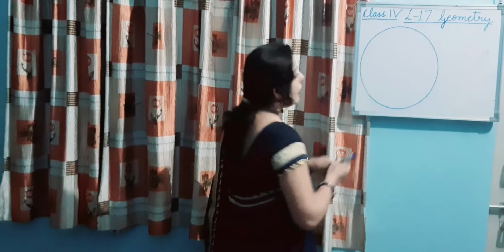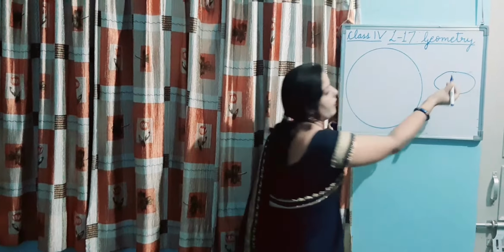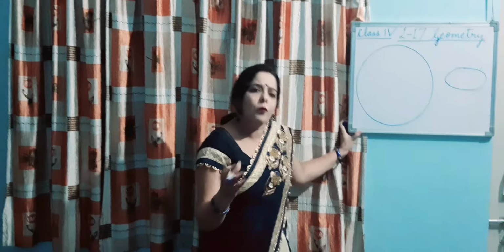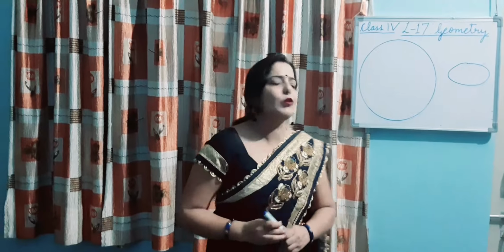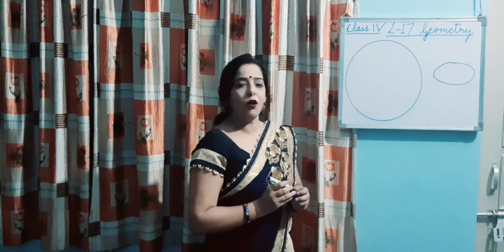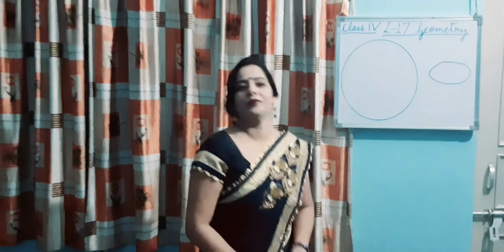Then so this oval shape is also a circle. Why? Because it is also a simple closed curve and it is also having no sides and no corners. So that means we need to describe this circle a little more and we need to tell an important property of this circle. Okay, that I am going to tell you.